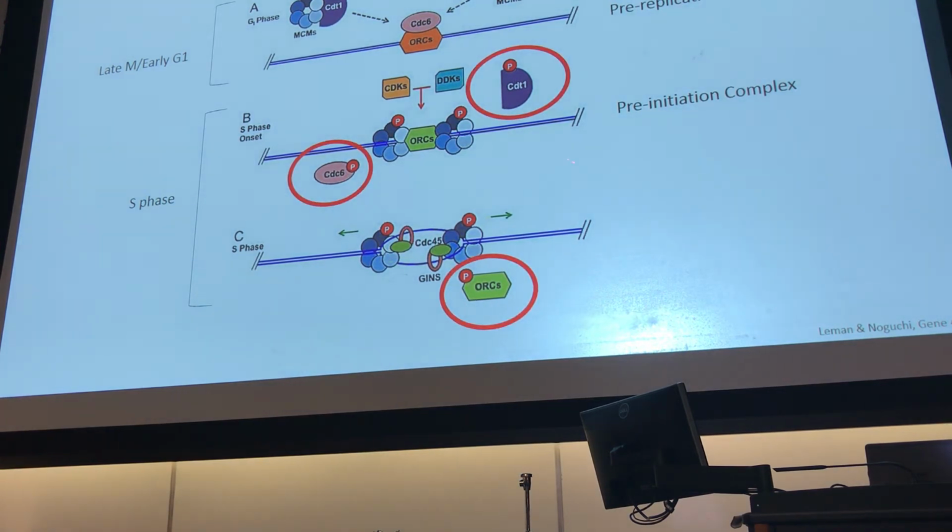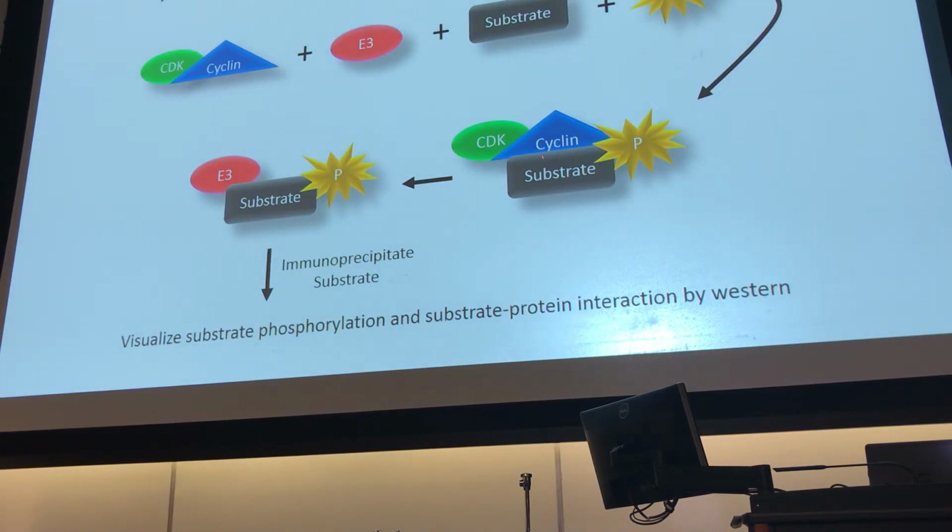All right, so I already talked about this. These guys get phosphorylated by cyclin A CDK2. Experimental evidence of that is going to be through our nice in vitro assay. So let me just go through this real quick. What we're going to see on the next slide is cyclin A CDK2. It's going to bind with something called an E3 ubiquitin ligase.